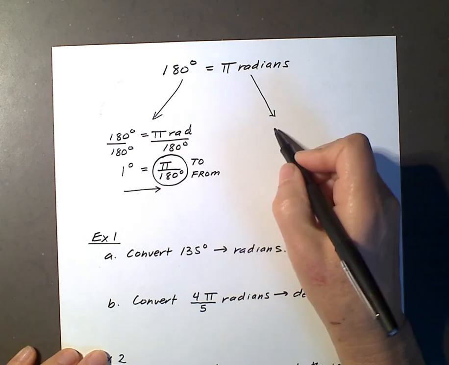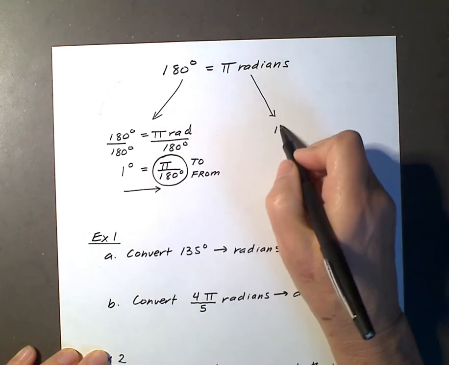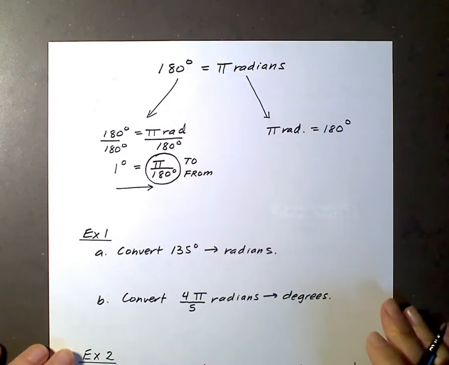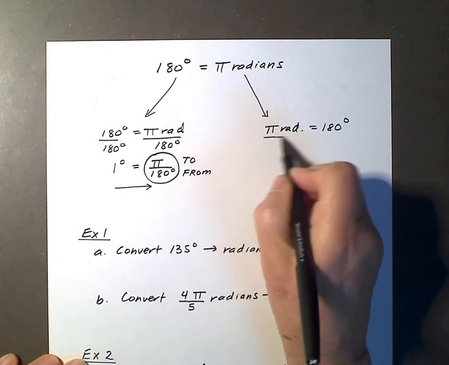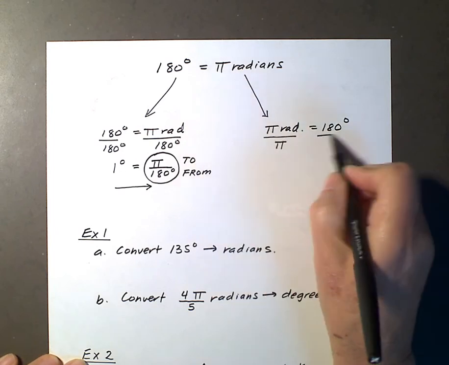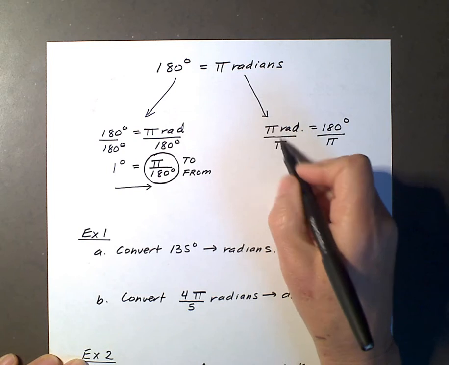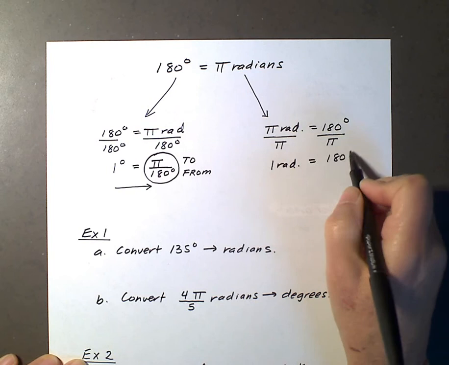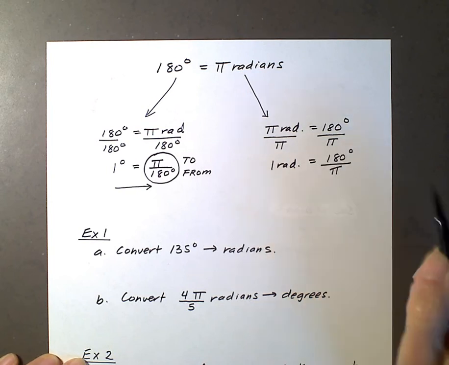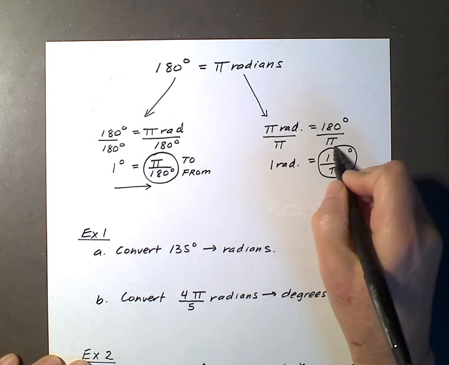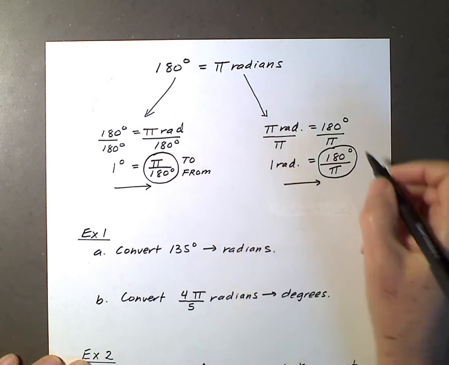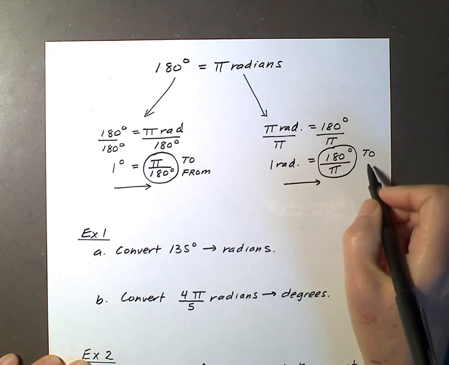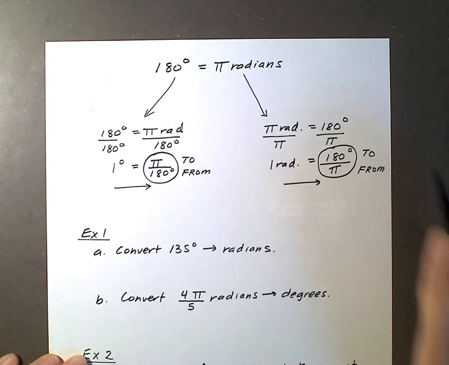Now, using this same equation again, except I'll put pi radians on the left is equal to 180 degrees. If I want to know how many degrees are in 1 radian, I can divide both sides of this by pi, and these would cancel, and I would get 1 radian is equal to 180 degrees divided by pi. And again, this is the multiplier when I want to go from radians to degrees. What I want to go to is in the numerator, the units are degrees, and what I want to convert from, pi radians, is in the denominator.